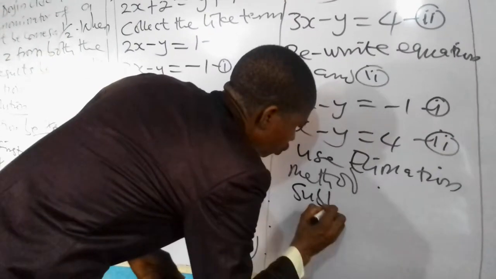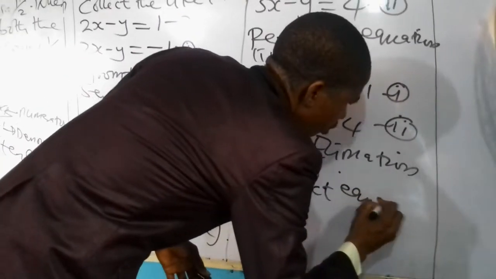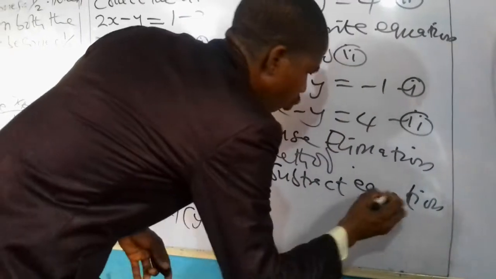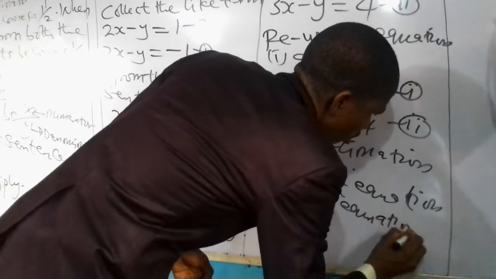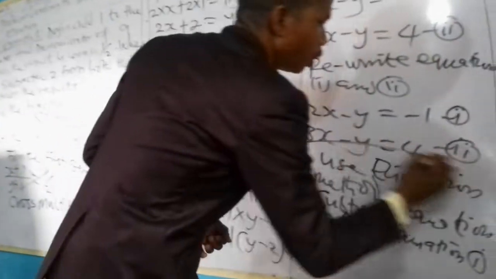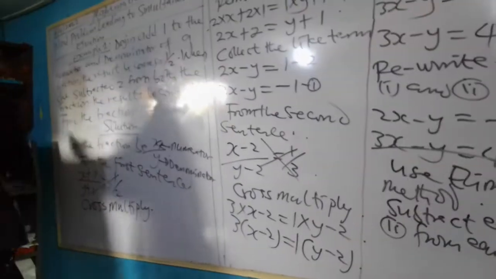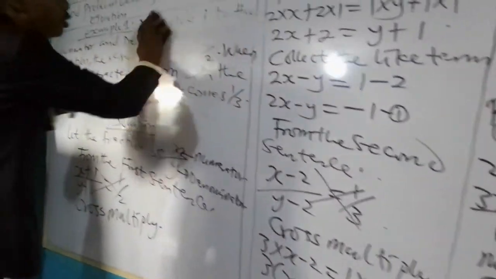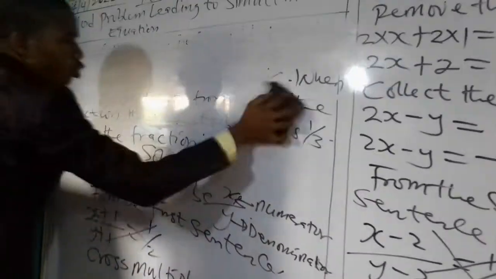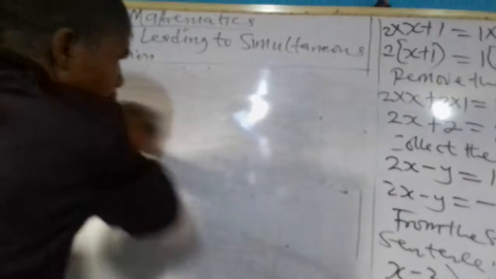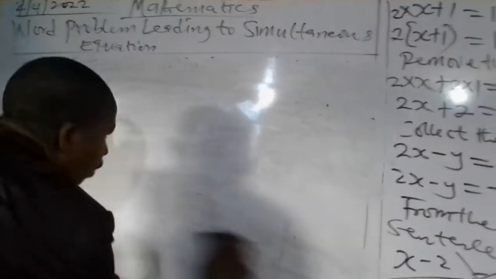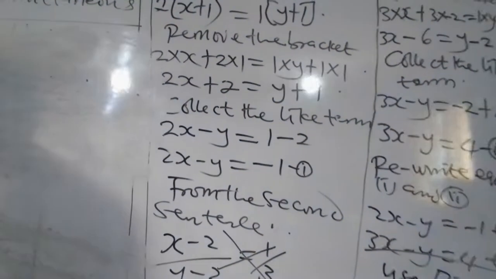We are subtracting equation 2 from equation 1. Subtracting, that's minus. How do we subtract equation 2 from equation 1?